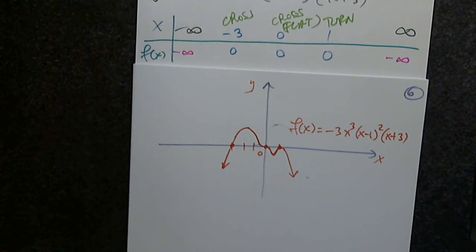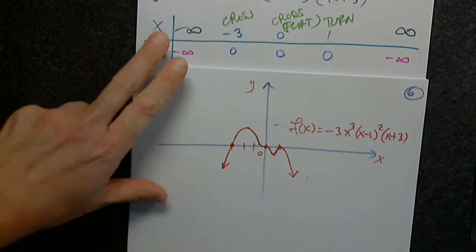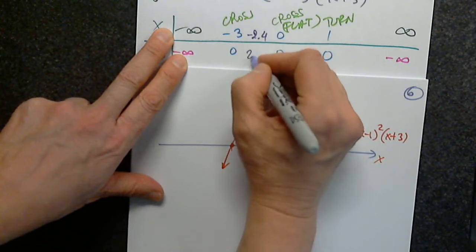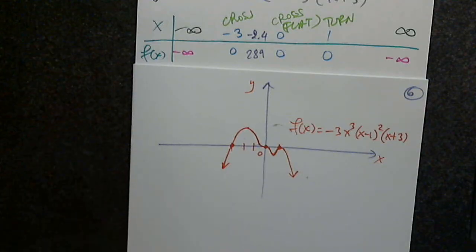Negative 3. So go to second and calc. And we want to determine the maximum. So we choose number 4. It's asking us where. We're going to say between negative 3, enter, 0, enter, and enter again. And I get the maximum, which is negative 2.4. And I put it in my table. Negative 2.4, 289 approximately.